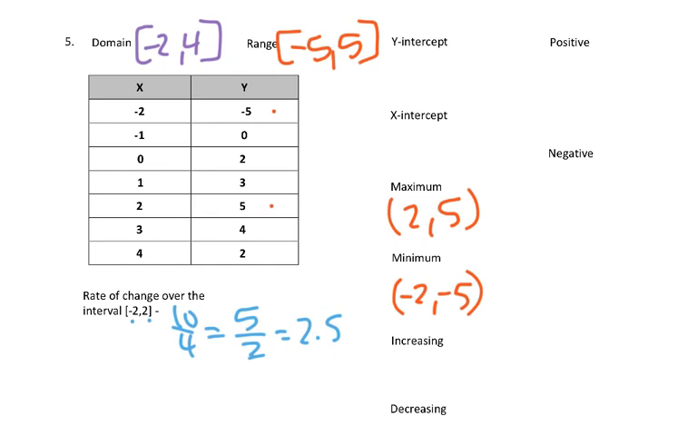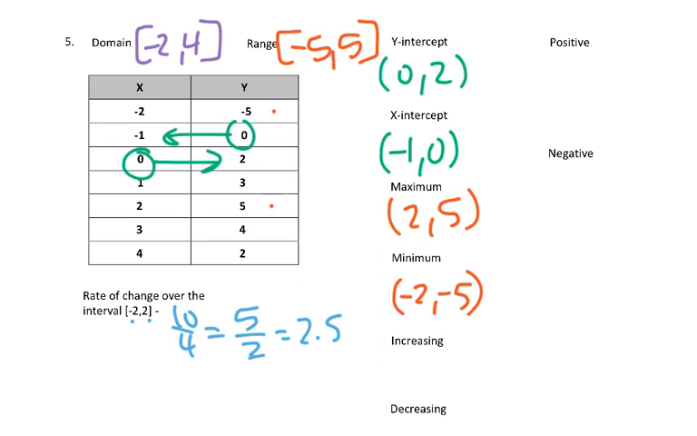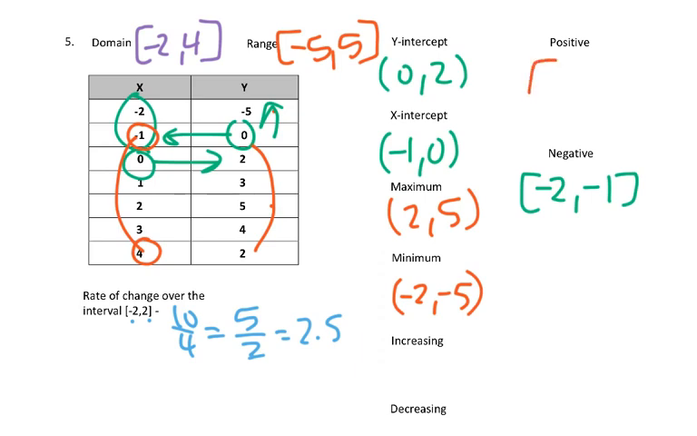Our y-intercept, we look where x is 0, and it's (0, 2). Our x-intercept, we look where y is 0, and it's (-1, 0). And that's going to help us with our positive and negative. Before that, we're in the negative. So negative would be from -2 to -1, because again, we use the x values for our interval notation. And the positive is going to then be from that -1 all the way to 4.